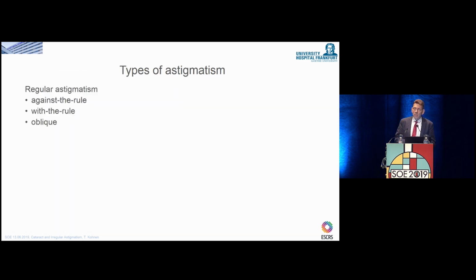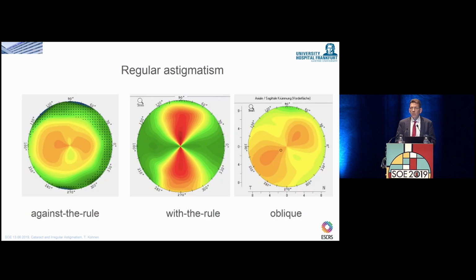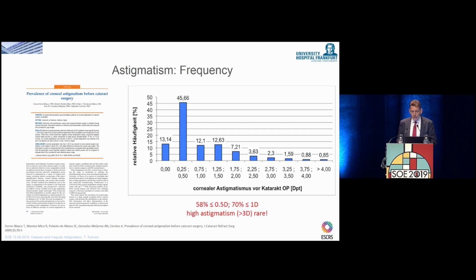Now let's go to the types of astigmatism. First of all, regular: against the rule, with the rule, and oblique, as you can see here on the topography. This slide demonstrates that if you want to do this surgery, you have to have a topographer, a tomographer, in order to recognize what you do. So in modern surgery, when we even talk about regular or irregular astigmatism, a tomographer is mandatory for your day-to-day work. You see here against the rule, with the rule, and oblique astigmatism.